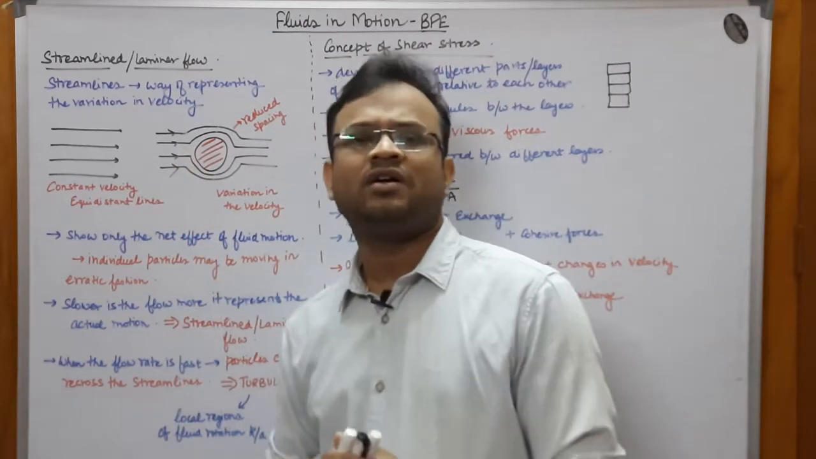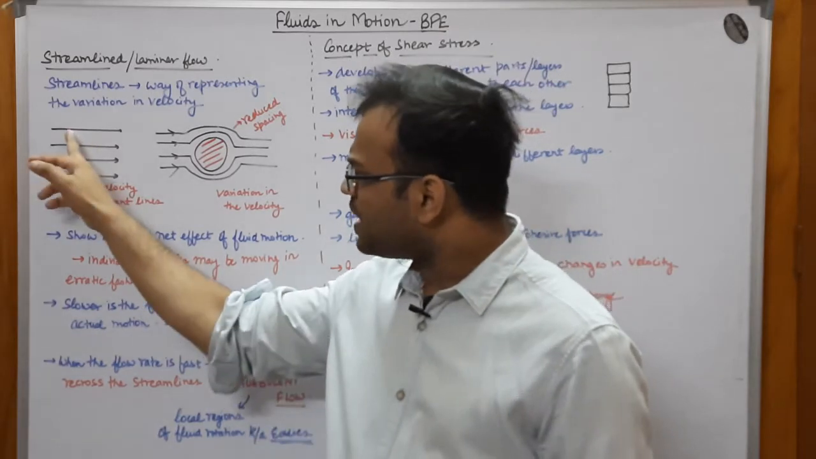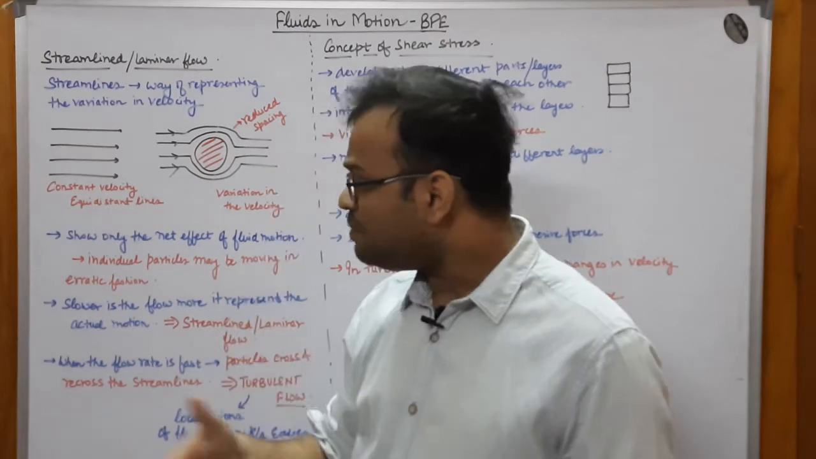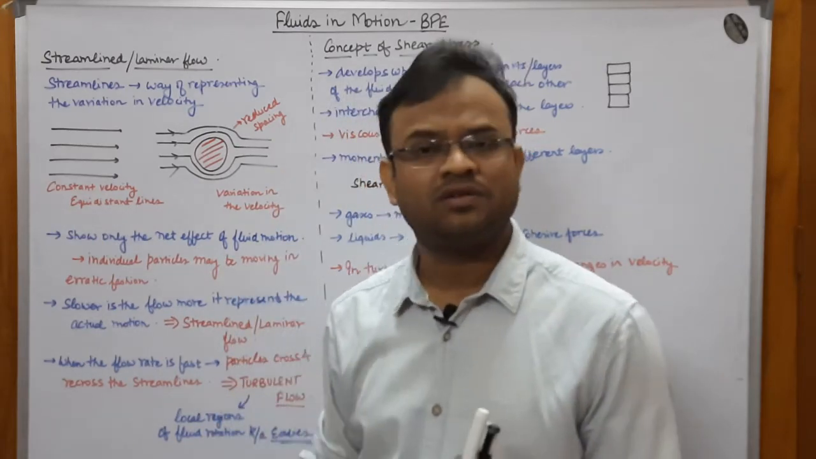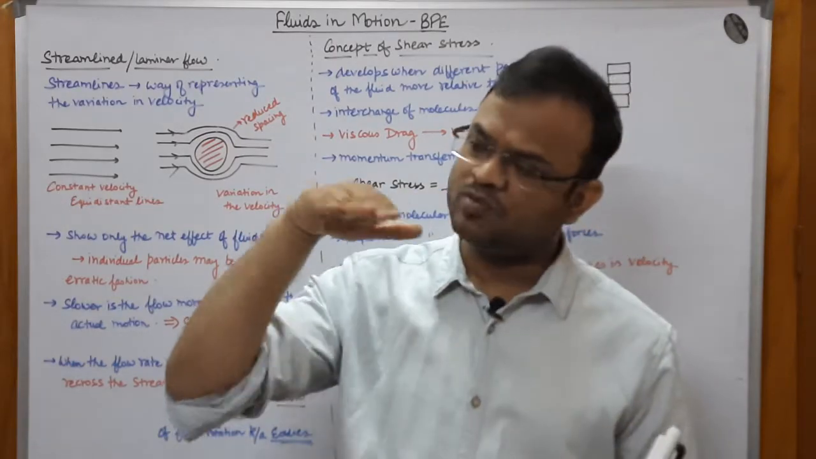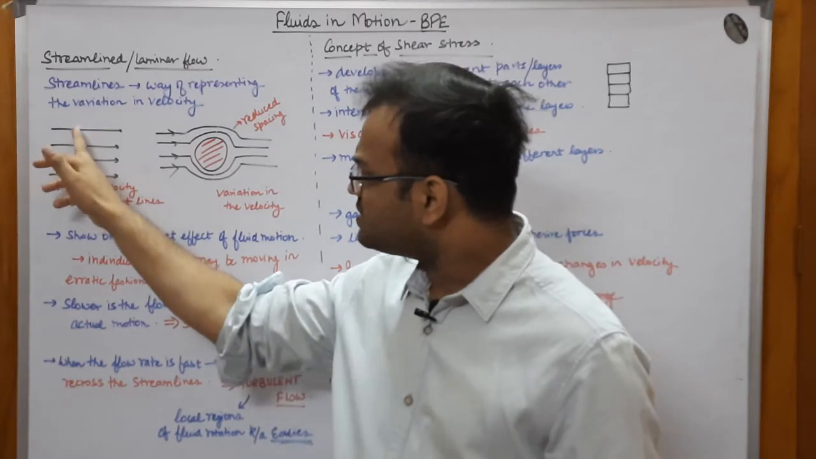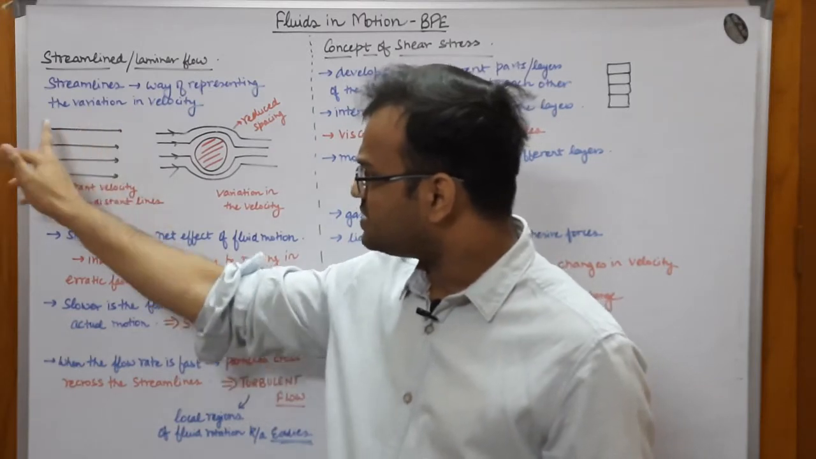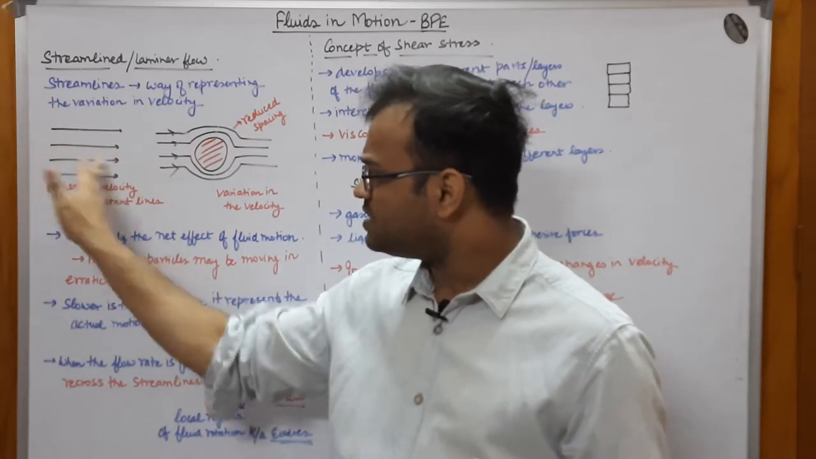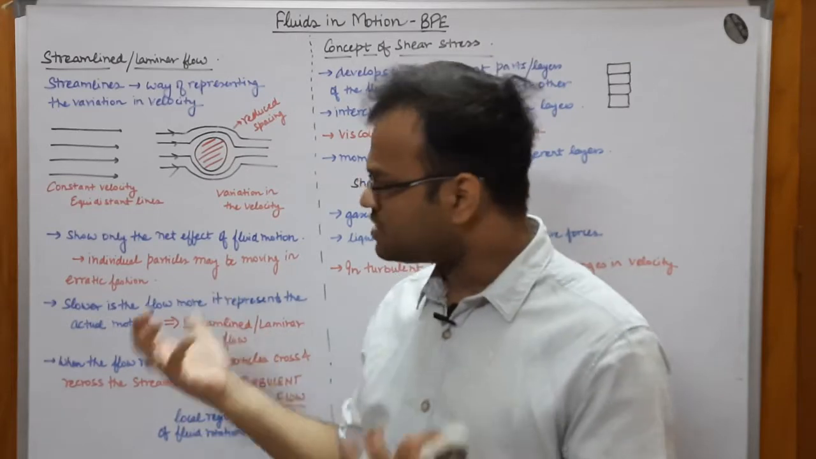Net effect. When I say net effect, I simply mean that individual particles moving in these lines may be moving in an erratic fashion. The net effect is that they are moving in this direction, but the individual particles that are present in this lane, or in this plane, or in this plane, are moving in erratic directions.